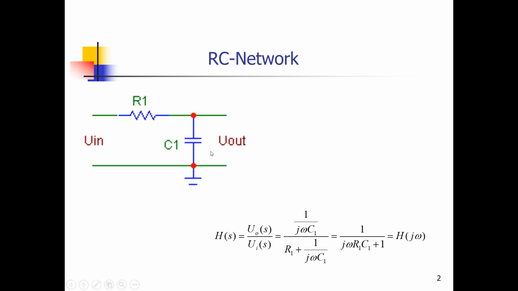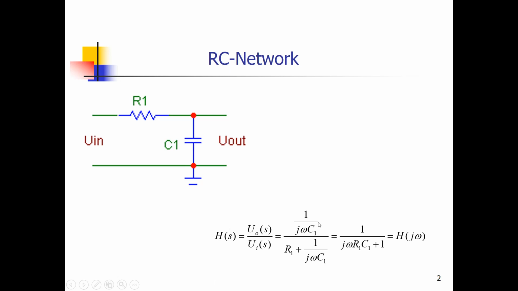We want to know the relationship, the transfer function, between the output voltage U out and the input voltage U in. We can do that with the voltage division rule, which says that the output voltage is equal to the impedance of the capacitor divided by the resistor plus the impedance of the capacitor, times the input voltage. So we get the impedance of the capacitor, which is 1 over j omega C1, divided by the resistance R1 plus the impedance of the capacitor, which is 1 over j omega C1.